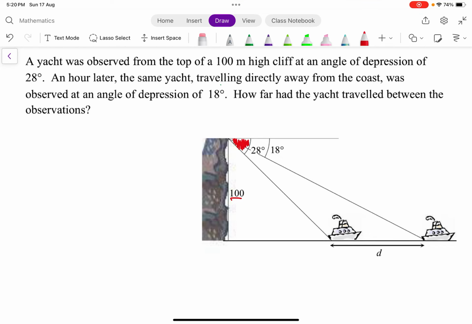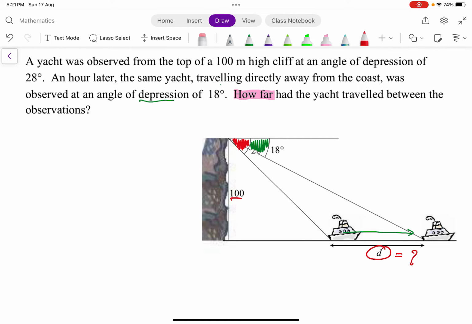Now, an hour later, the same yacht, traveling directly away from the coast. And this time round, it was observed with an angle of depression of 18 degrees. So this is the angle that we have, which is 18 degrees. And the question asks, how far had the yacht traveled between the observations? So based on the diagram, we are supposed to find out this distance d here.